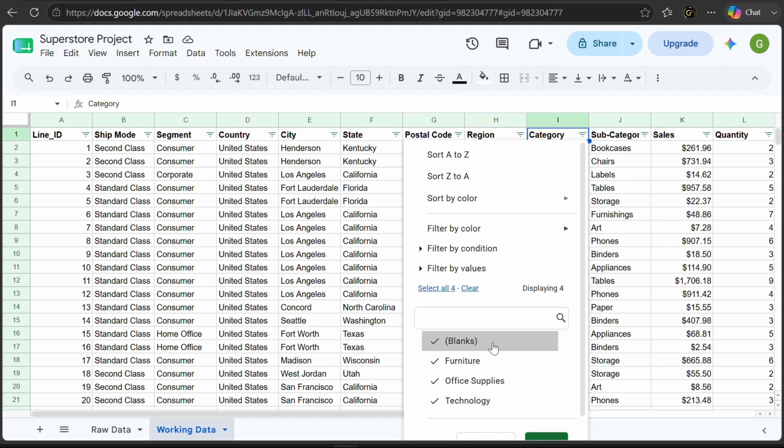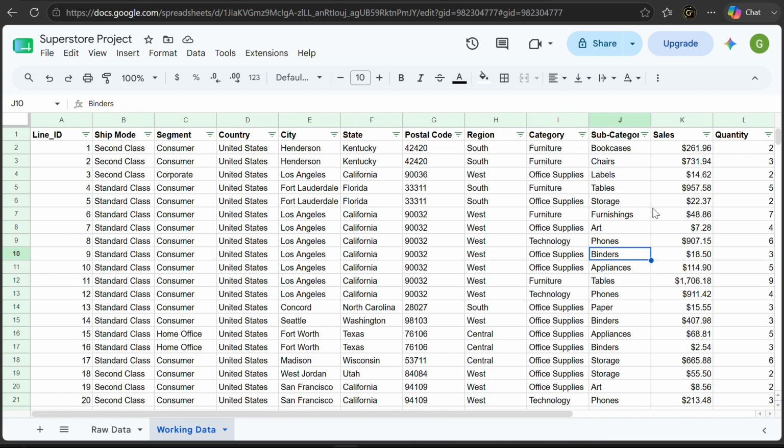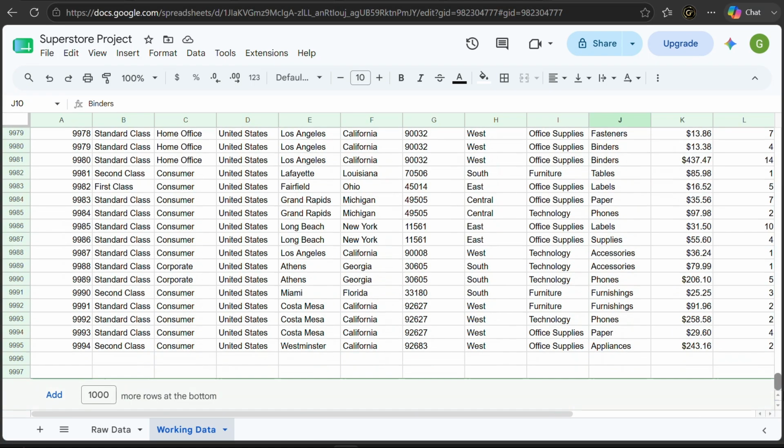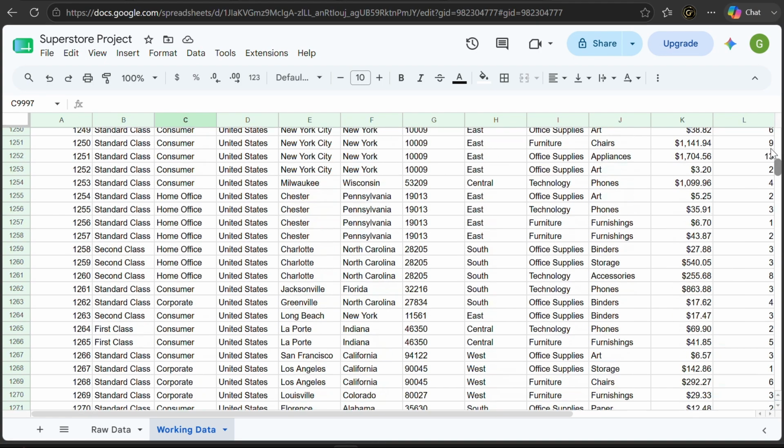And mind you, you might be wondering, initially we didn't see blanks, but now we are having blanks. The reason why we are having blanks is this. Let me scroll to the bottom of my data set. You can see where this green line stops, it stops at 997. These empty rows here are the reason why you are having blanks. So it's really nothing to worry yourself about.